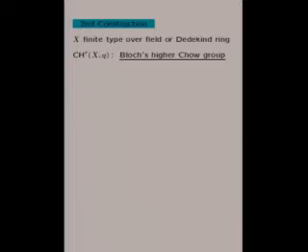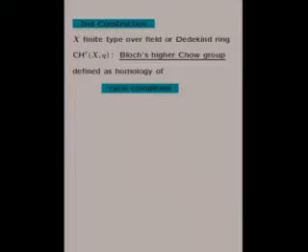Spencer Bloch defined the so-called Bloch's higher Chow groups, which are a generalization of the Chow groups of algebraic cycles modulo rational equivalence. So the q equals 0 case is the usual Chow group. This is defined as the homology of the so-called cycle complex, which is the algebraic analog of the singular complex in topology.